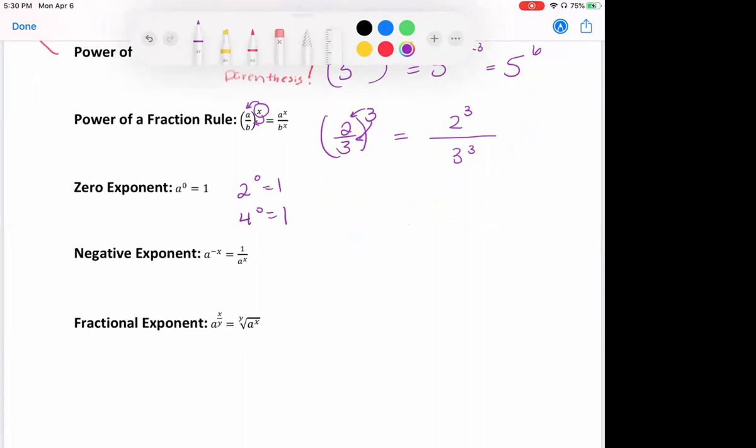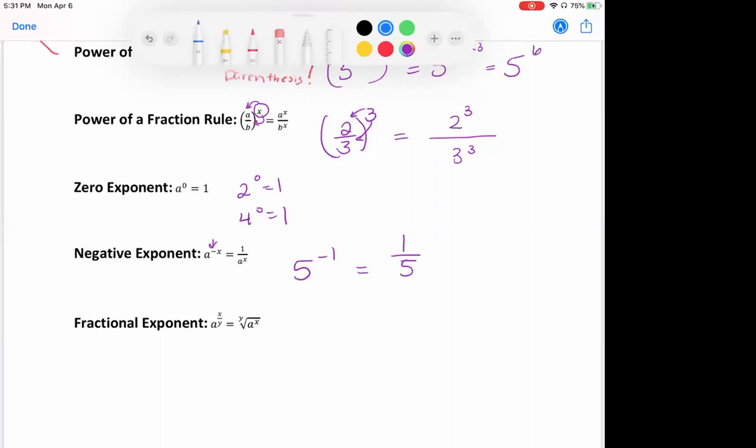One we also worked with is the negative exponent. This is saying that if I have an exponent that is negative, I can undo it by writing it as 1 over. So if I have 5 raised to negative 1, it's the same thing as 1 over 5.